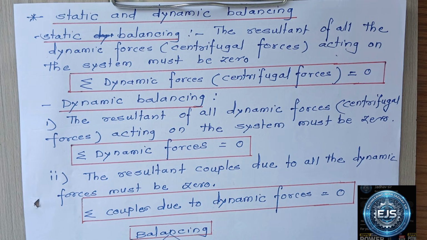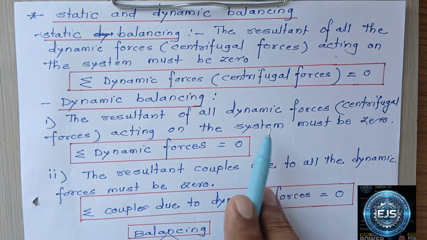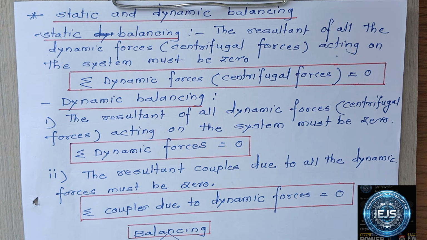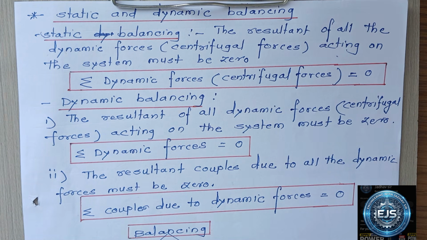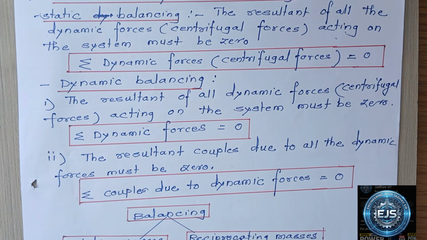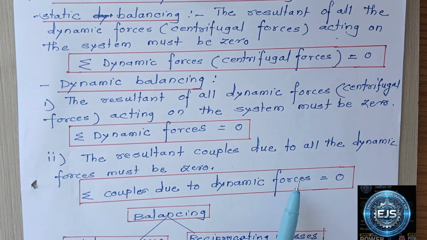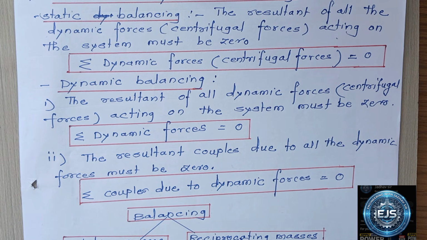For dynamic balancing, there are two conditions. The resultant of all dynamic forces or centrifugal forces acting on the system must be equal to zero. This is the first condition for dynamic balancing. So the summation of the dynamic forces must be equal to zero. The second is that the resultant couples due to all dynamic forces must be equal to zero. A couple is nothing but force into distance. It is called a couple, or also a moment.